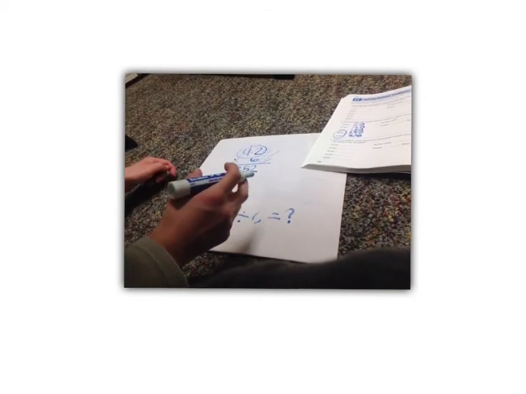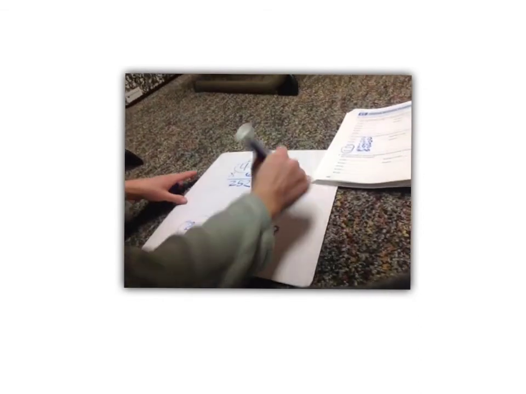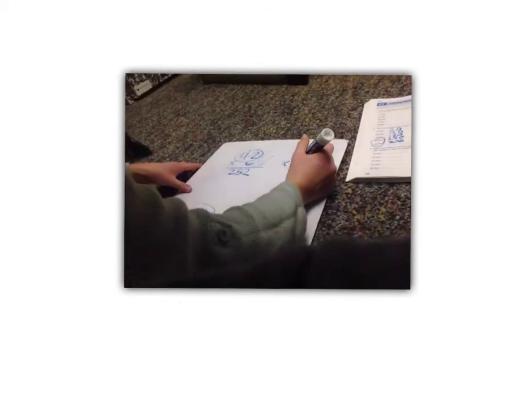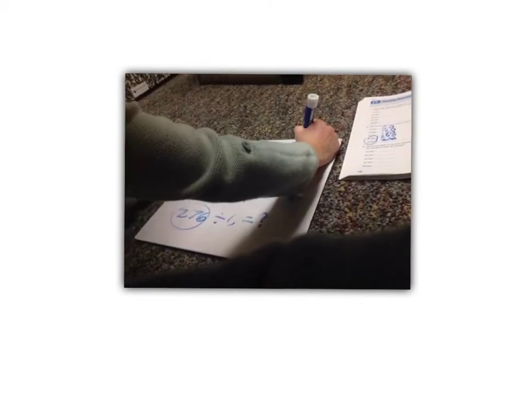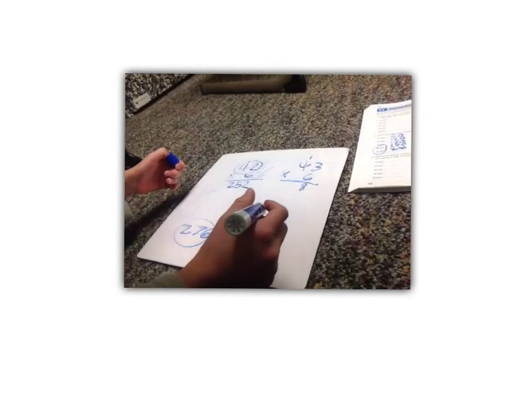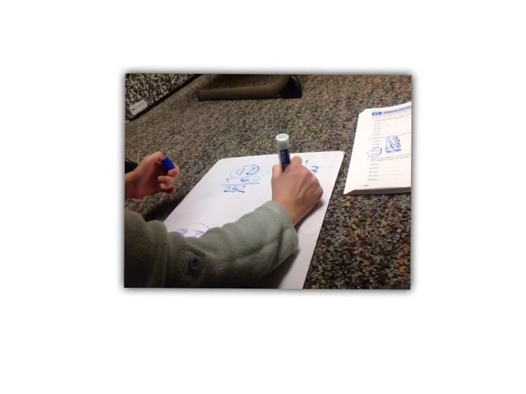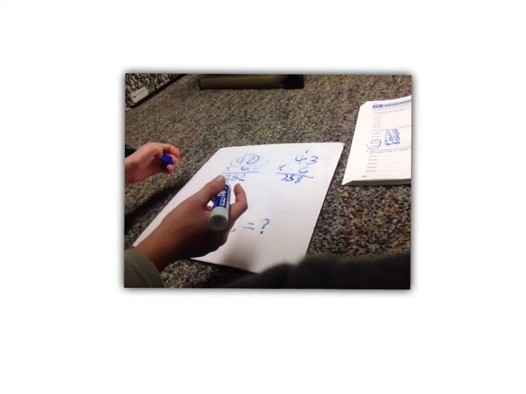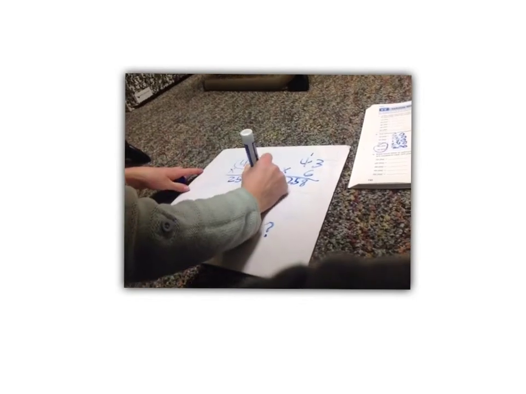Let's try 43. So 43 times 6 equals, 6 times 3 is 18, so we put an 18 there. 4 times 6 is 24, and then we add 1, so 25, so 258. And that's still not right, so let's try 44.